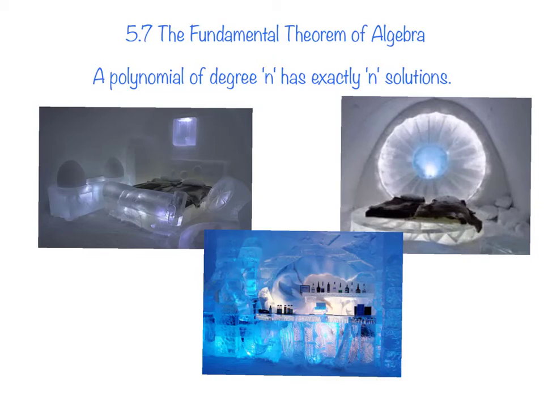We're going to be doing 5.7, the fundamental theorem of algebra, which basically says that a polynomial of degree n has exactly n solutions.